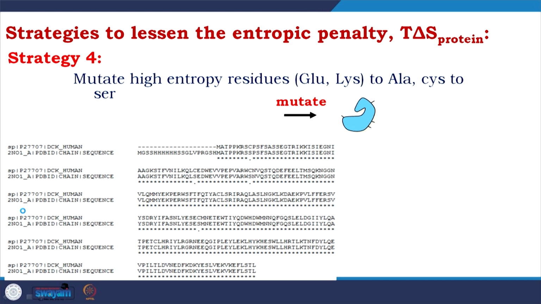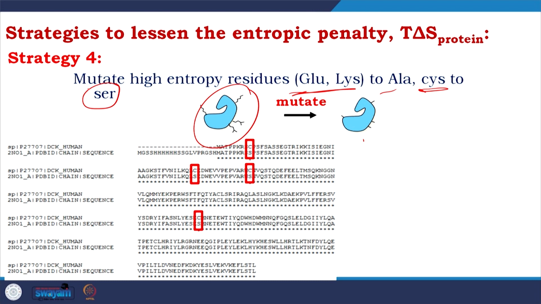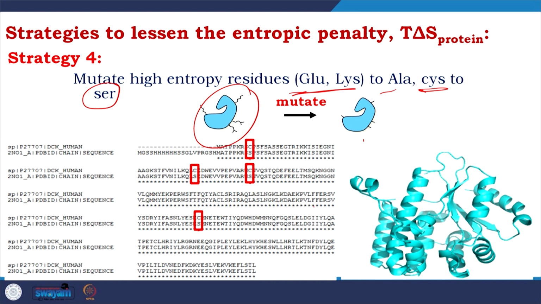The fourth strategy is to lessen the entropic penalty by mutating high entropy residues, bigger residues like glutamate or lysine, to alanine. You have these bigger residues, you mutate them to alanine, or you mutate cysteine to serine when you know there is no chance of disulfide bonding. Serine will introduce some interaction and it significantly improves crystallizability. This is the protein I worked on in my PhD, called deoxycytidine kinase. The protein was not very crystallizable, but when we changed 4 cysteines to serine, we got crystals. So, this is another strategy.